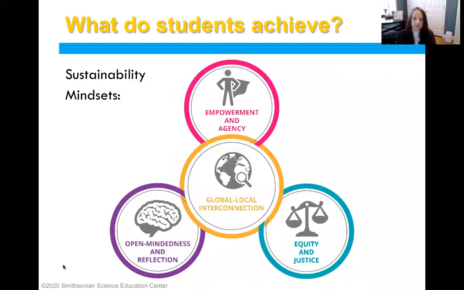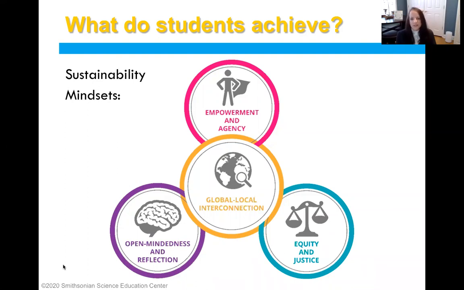So what do students achieve by doing this? Our goal is to help students develop these sustainability mindsets. That is, in order to understand the interconnections between their local and their global environment, it's really important that students engage in agency, that they have a sense of the willingness to act, that they can actually make a difference by their own actions in their local community and actually make a difference globally.